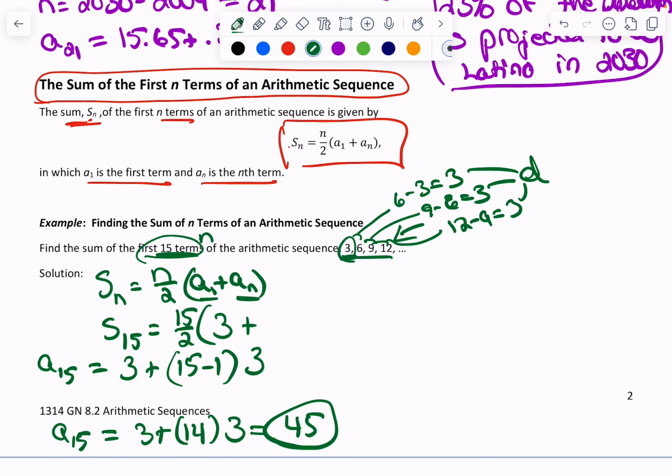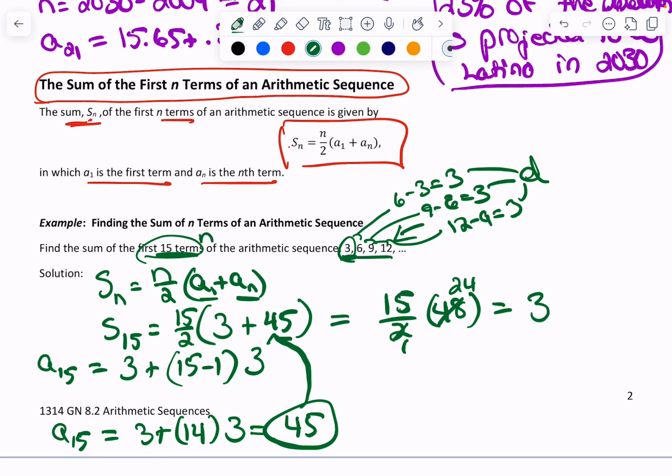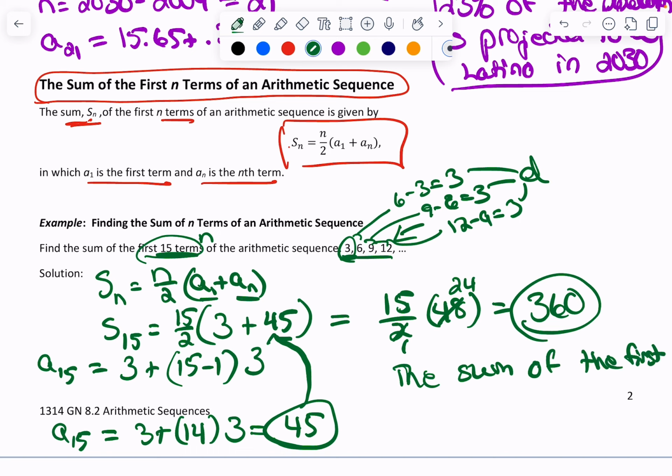So now we can plug this 45 in here where it's asking for that 15th term, right here. Okay, so 15 over 2, 45 plus 3 is 48. We can actually divide by 2 and we get 24. 24 times 15 is 360. So the sum of the first 15 terms is 360.